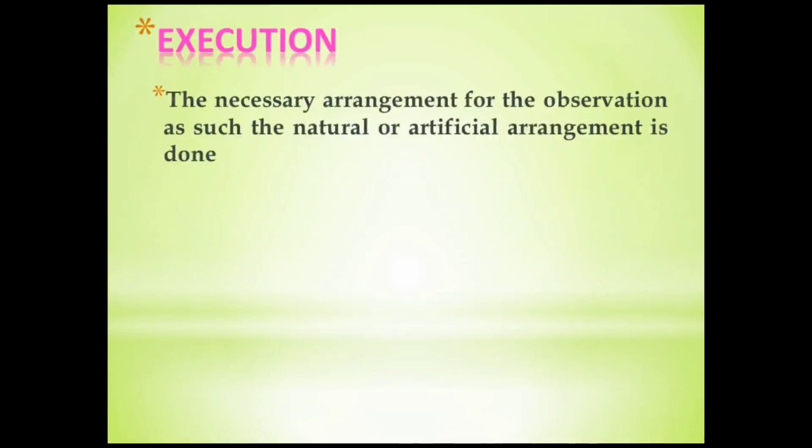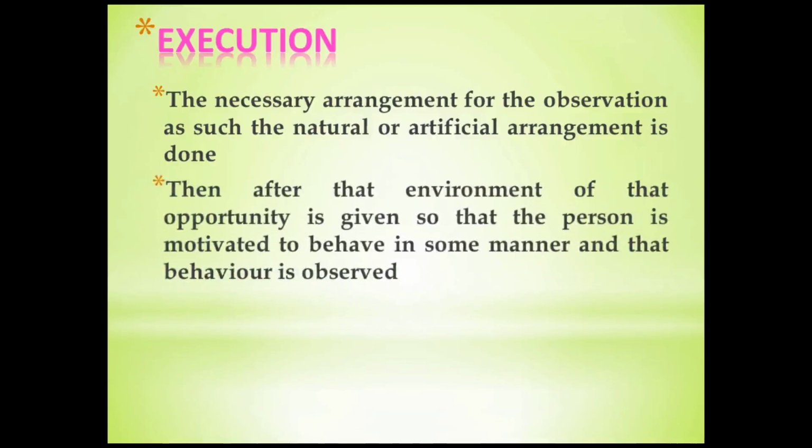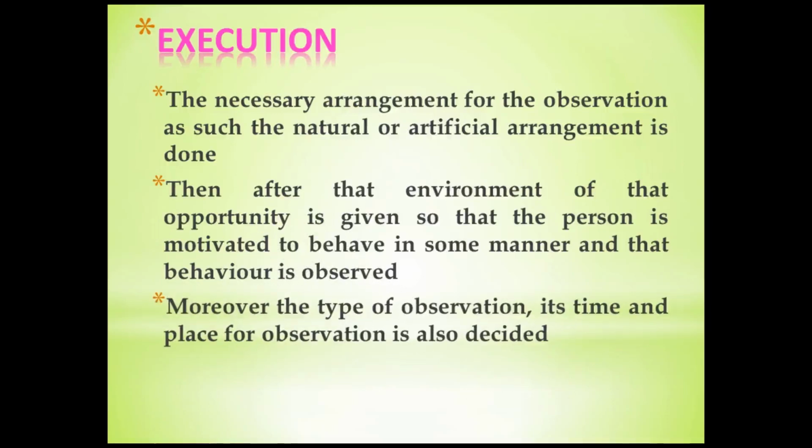The next step is execution. In execution, the necessary arrangement for the observation, as such, the natural or artificial arrangement is done. Then, after that, environment of that opportunity is given so that the person is motivated to behave in some manner and that behavior is observed. Moreover, the type of observation, its time and place for observation is also decided.